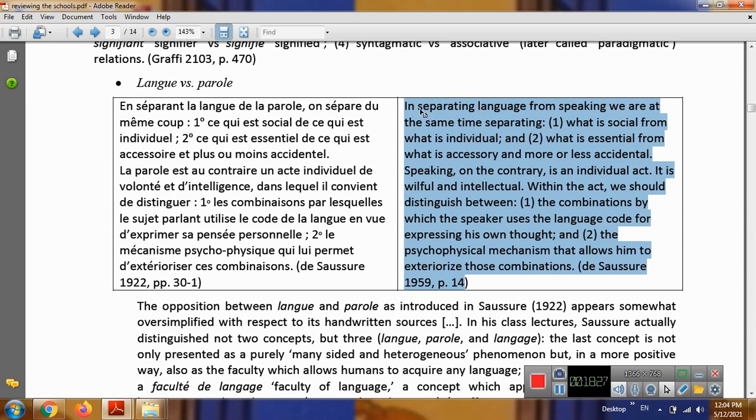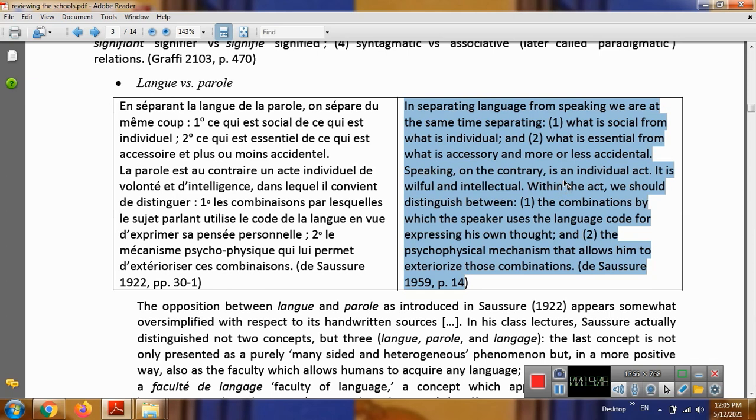Langue versus parole. In separating language from speaking, we are at the same time separating, first, what is social from what is individual, and second, what is essential from what is accessory and more or less accidental.